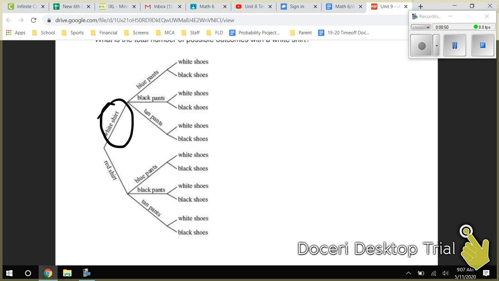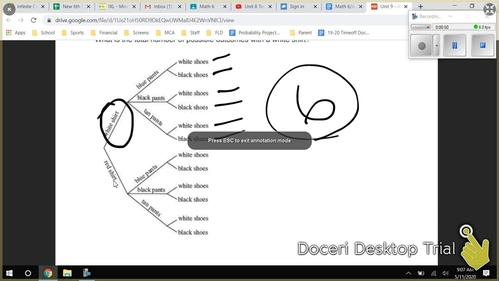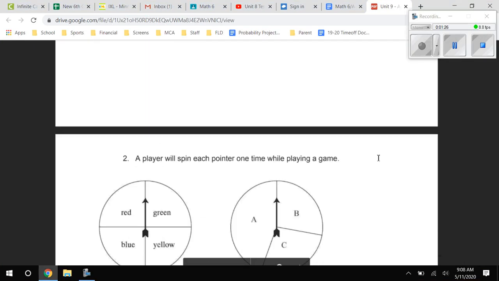So we have 1, 2, 3, 4, 5, 6. There are 6 options with white shirts. Okay, because all these down here, all these options have red shirts, so none of these will work. So all these have white shirts. All right, so hopefully that makes sense there. All right, going on to the next one.